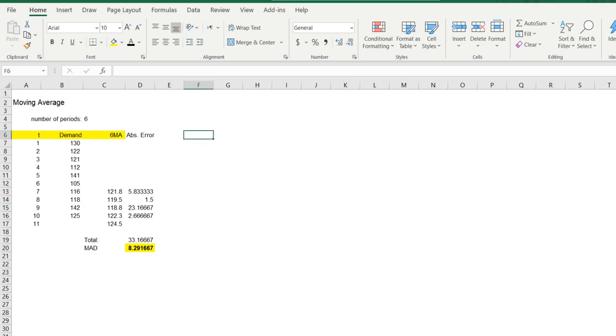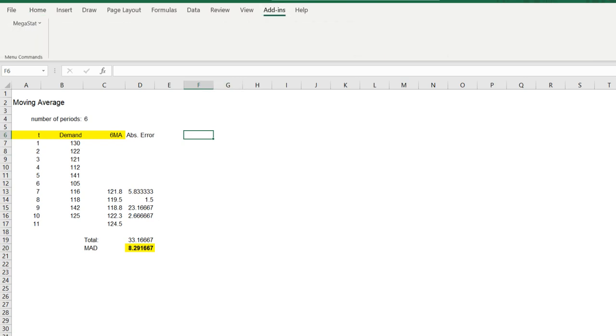Now just to show you, let me try to do this. So we're done with this one. That's how you do your forecast with 6 period moving average. But I want to do a 3 moving average. Okay, a 3 period moving average for the same data, and to show you how it's done.